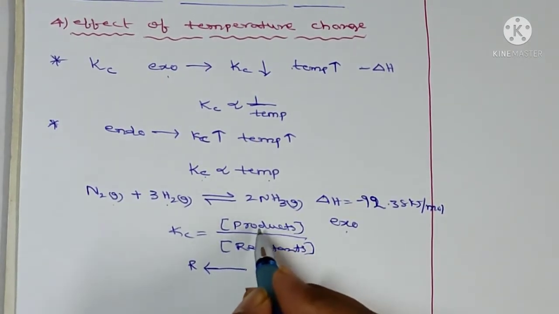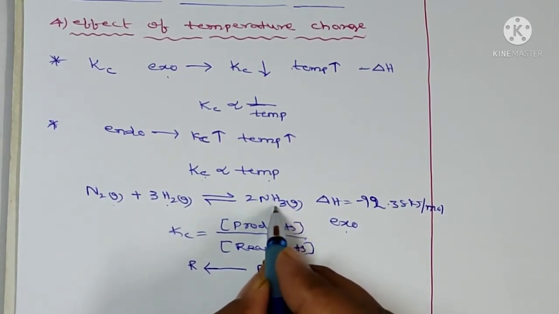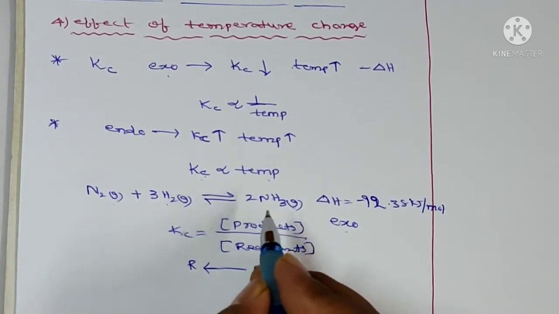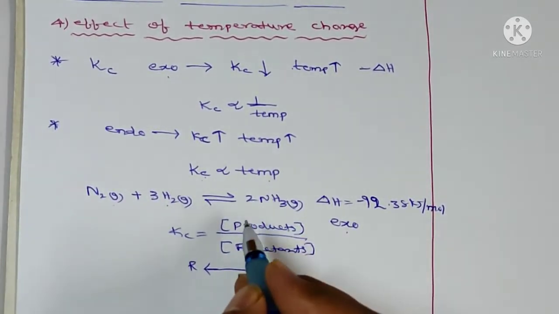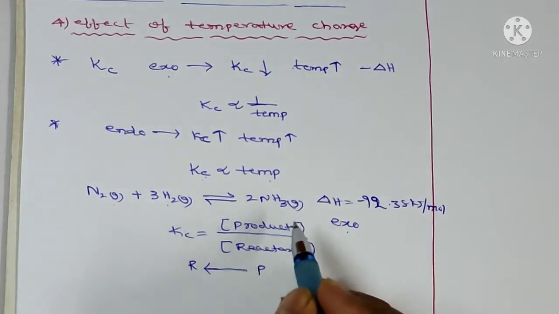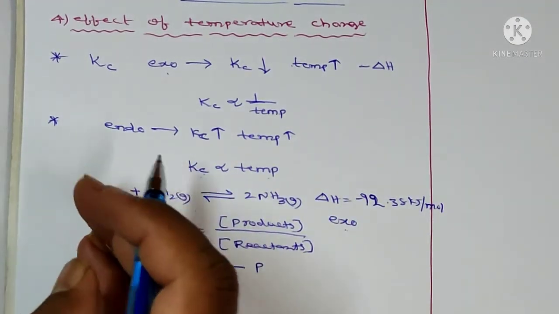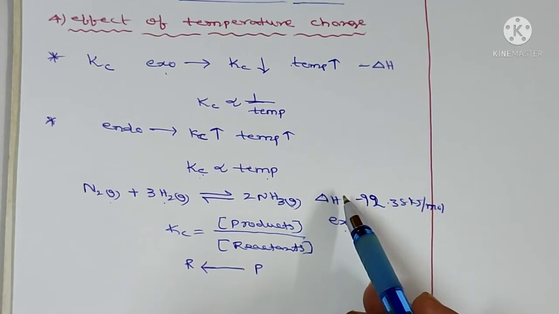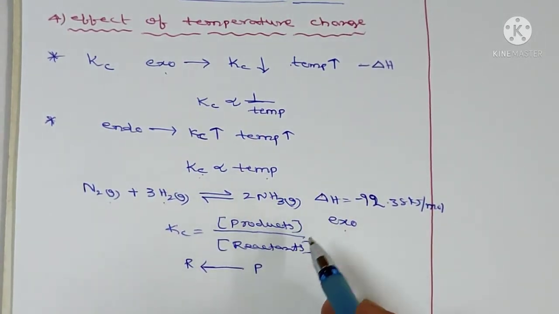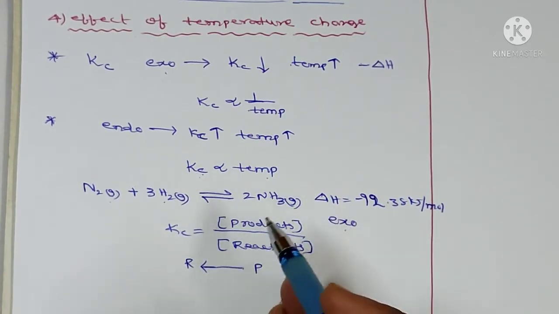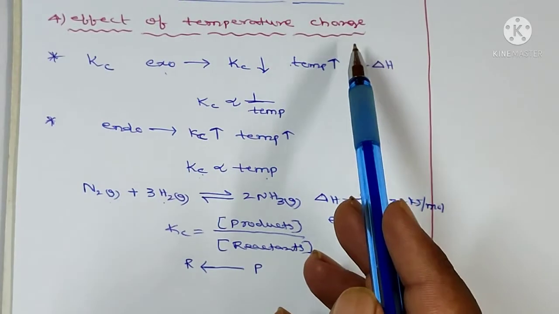So high temperature is not favorable for production of ammonia. Low temperature is favorable for a high yield of ammonia. But very low temperature slows down the reaction. To prevent this, a catalyst is used to increase the rate of reaction and yield of ammonia. So in an exothermic reaction, if we increase the temperature, the equilibrium shifts towards the backward direction. It is opposite in an endothermic reaction: if you increase the temperature, the equilibrium shifts towards the forward direction. This is about the effect of temperature change.